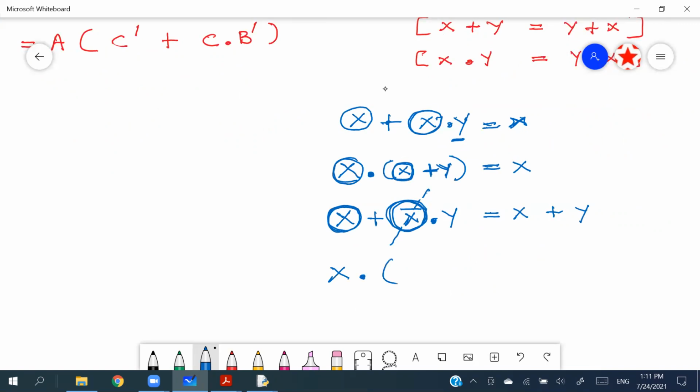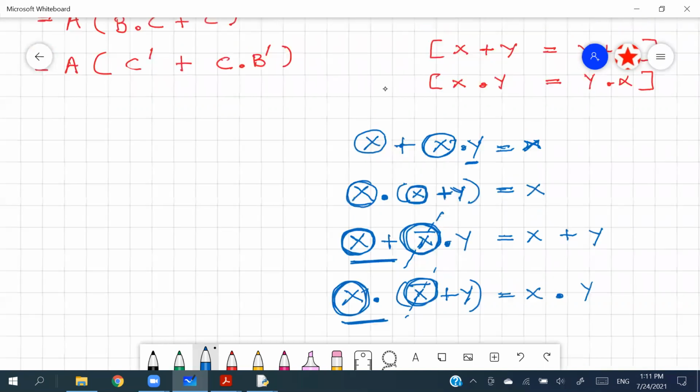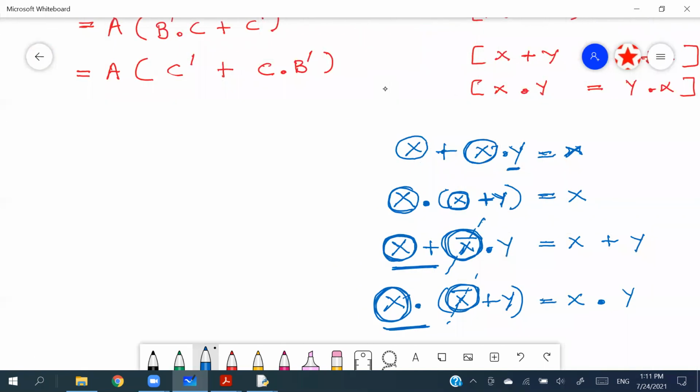X dot x bar plus y, x is alone, and its complement doing the plus operation with y. So this is x dot x with the operator in both the times, and we forget about the complement. So y. දැන් මේ හතර දෙනාගෙන් කවුද මෙතනට ඇප්ලයි කරන්න පුළුවන් වෙන්නේ?